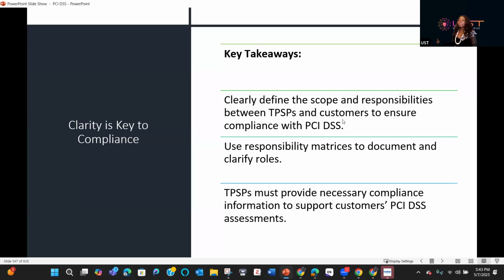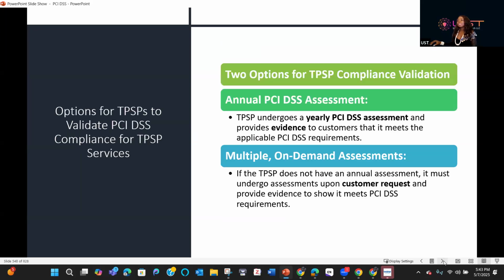So what's the takeaway? Clearly define the scope and responsibility between the third-party service provider and customer to ensure compliance with PCI DSS. Use responsibility matrices to document and clarify roles. Third-party service providers must provide necessary compliance information to support the customer's PCI DSS assessment. Opt for third-party vendor risk assessments to validate PCI DSS compliance.